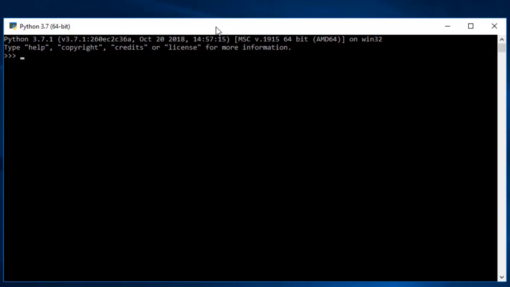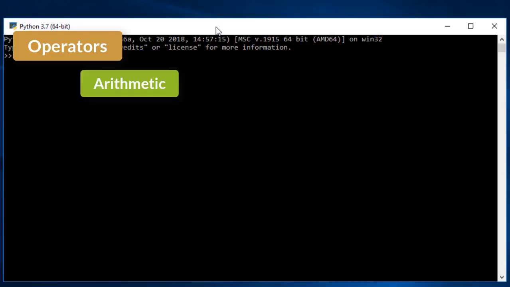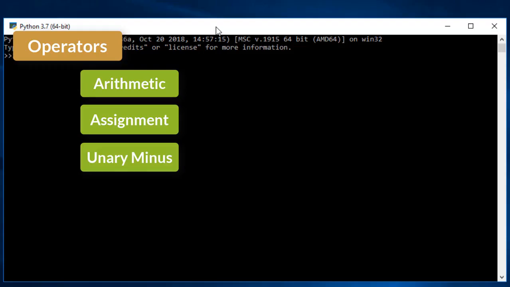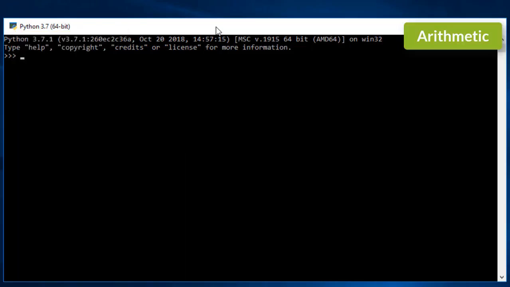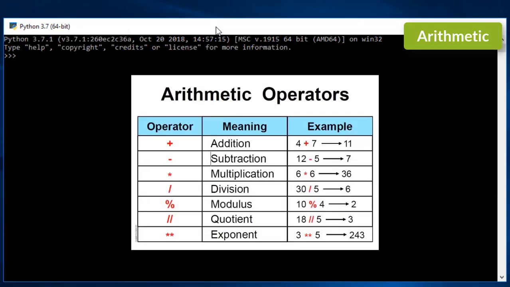If I need to divide operators into types, we have arithmetic operators, assignment operators, unary minus operator, relational operators and logical operators. And the last one is Boolean operators. So these are the types of operators and we can understand them one by one. With arithmetic, you already understand it can be something related to plus, minus, that is addition, subtraction, maybe some multiplication, division and something related to that. So let us perform that and get an understanding of arithmetic operators.